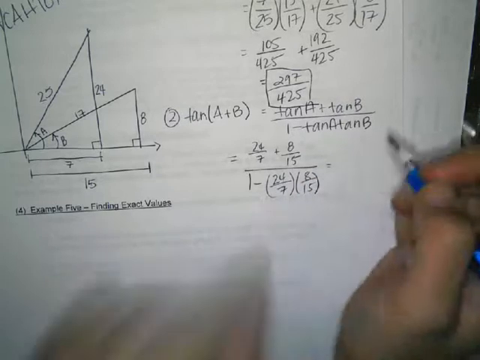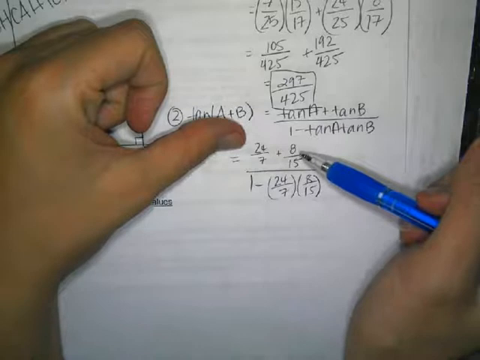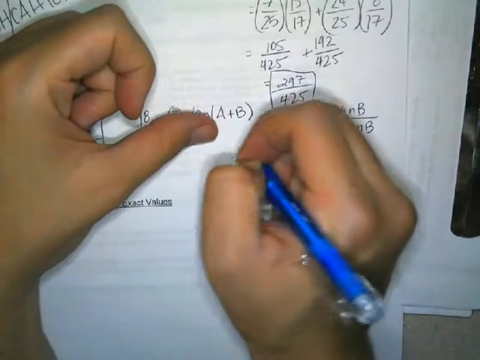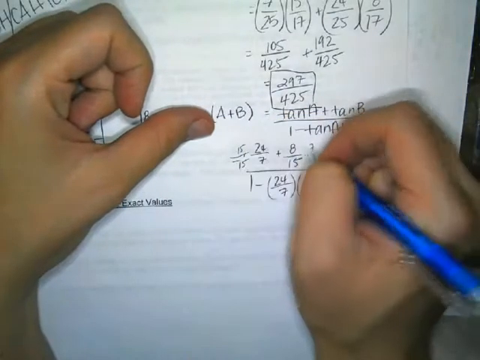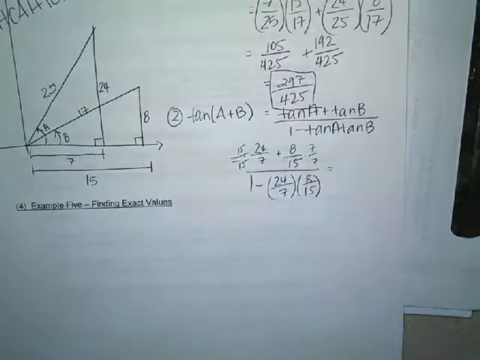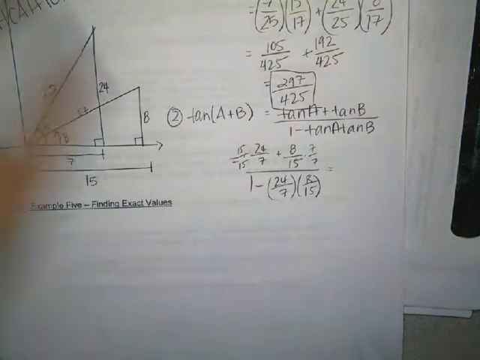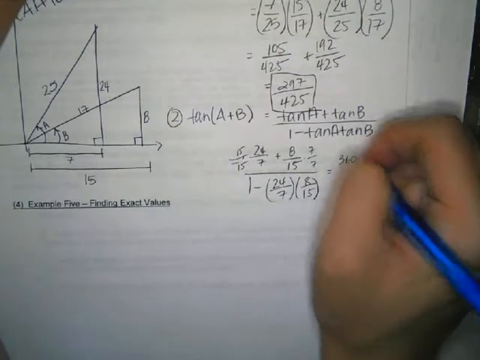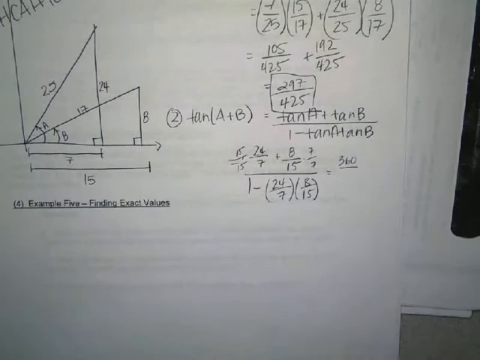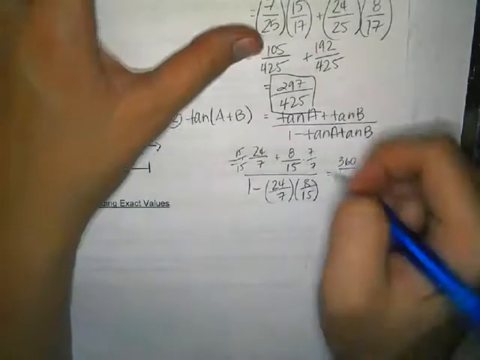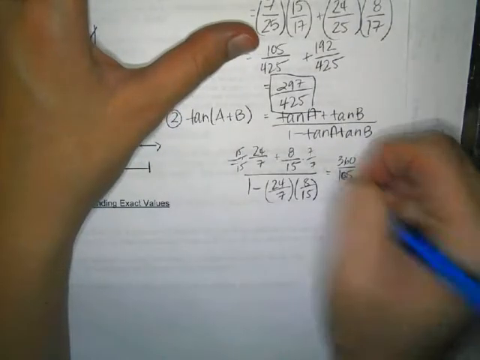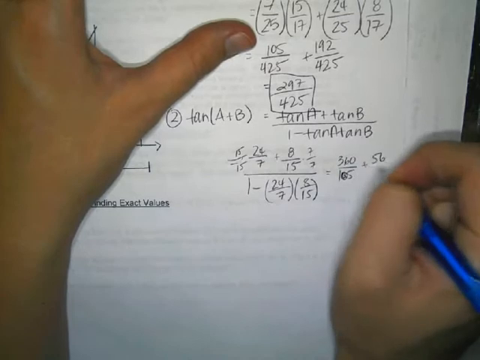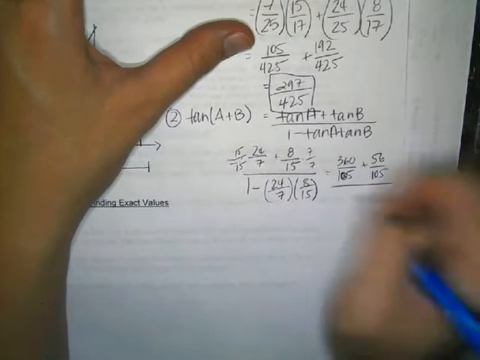Okay, and then we're going to simplify across the top. Now, in order to add those fractions together, I need common denominators. So it's going to be 15 over 15. Let's put this way, 7 over 7. You get 360 over 105 plus 56 over 105.